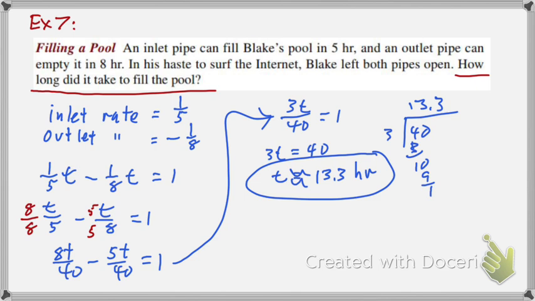So even though the inlet pipe could have filled the pool in 5 hours, it's got water running out as it's trying to fill it. So I'm thinking this is probably a reasonable answer too.